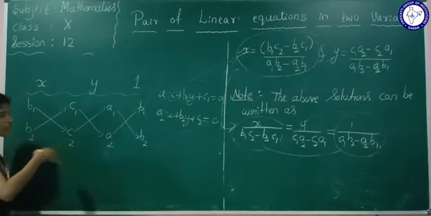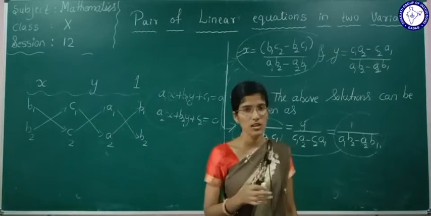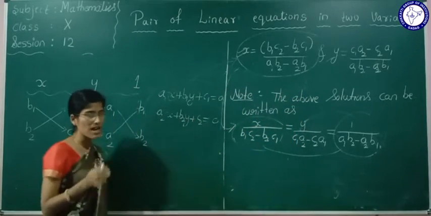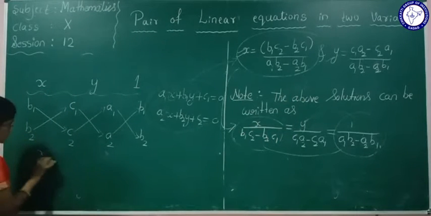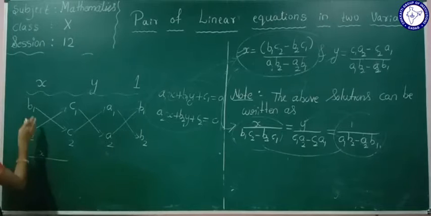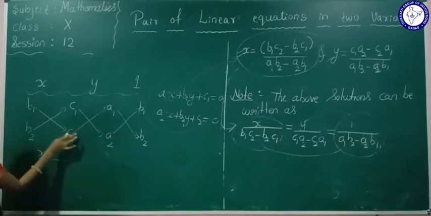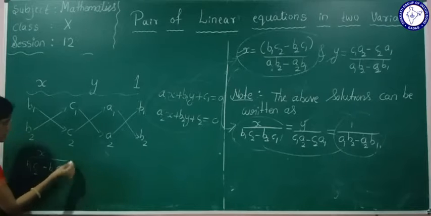Now why am I doing all this? To find the solution. We know the solution of a linear equation. How to remember it? For that I am telling one easy hint. See here, the solution of x is: multiply what I showed with the downward arrow, that is multiply b1 into c2, and subtract from this product b2 c1.